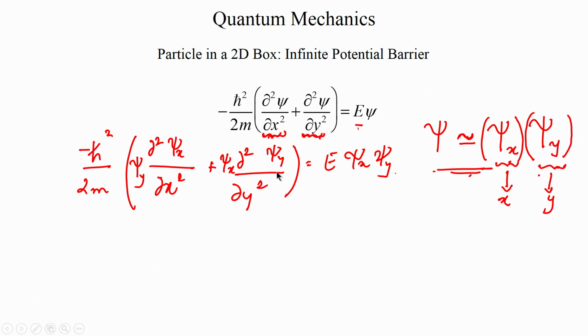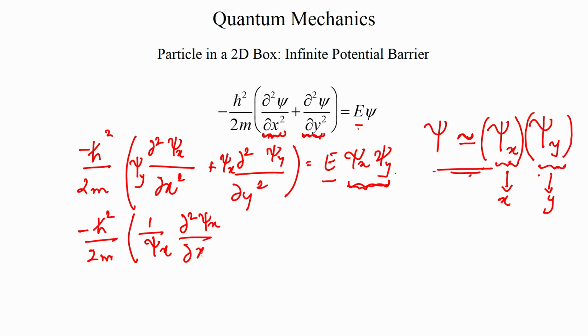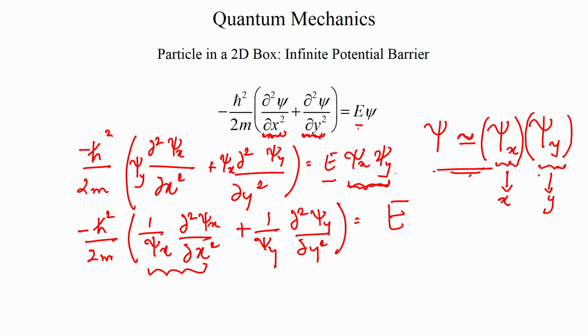So that's my differential equation. Now let me divide throughout by psi x psi y. Okay, now E is a constant coefficient and therefore I end up with minus h square by 2m, and I'm going to divide throughout by psi x psi y: 1 by psi x dou square psi x by dou x square plus 1 by psi y dou square psi y by dou y square is equal to a constant, which is energy.